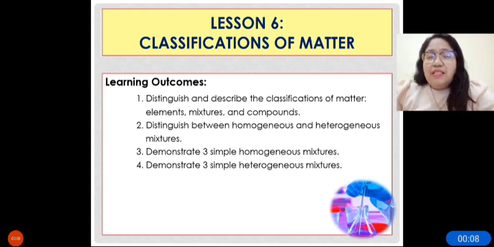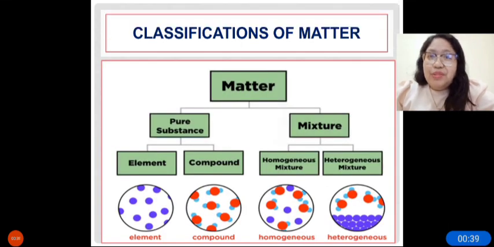Today, let us discuss Lesson 6, the classifications of matter. In this lesson, we will be able to distinguish and describe the classifications of matter, including elements, mixtures, and compounds. Then, we will also distinguish between homogeneous and heterogeneous mixtures. Later on, we will have hands-on activities to demonstrate at least three simple homogeneous mixtures and three simple heterogeneous mixtures. Now, without further ado, let us start.